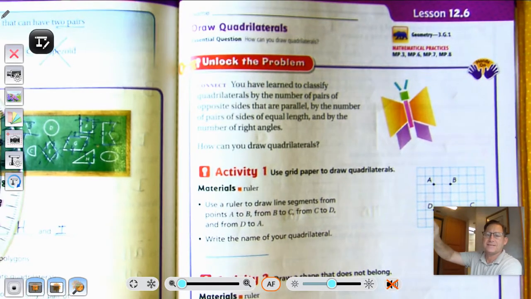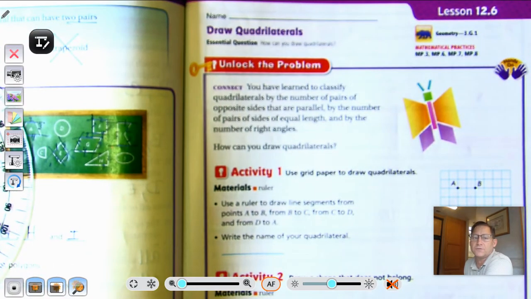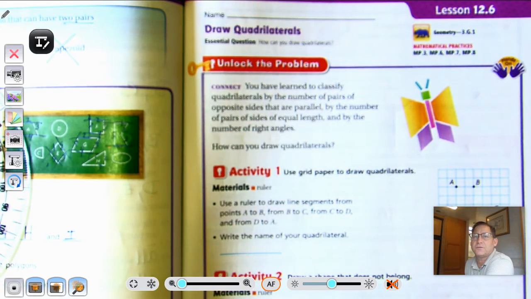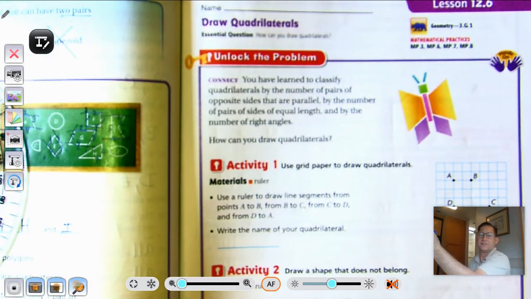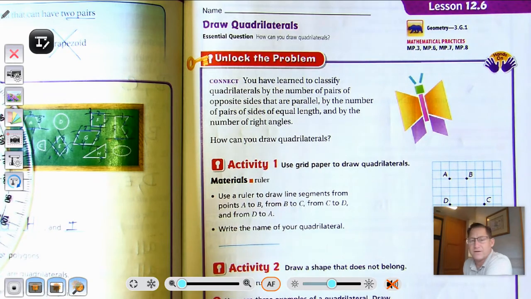Hello. In today's lesson, lesson 12.6, we're going to be working with drawing quadrilaterals. So in our previous lesson, we learned about trapezoids, squares, rectangles, and rhombuses. And so today we're going to practice actually drawing them based on clues that we are given. We are on page 527 of the third grade textbook.